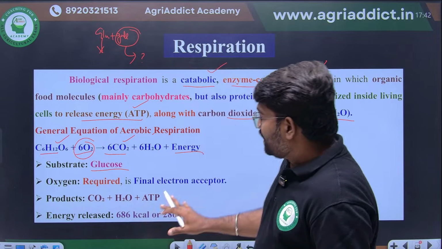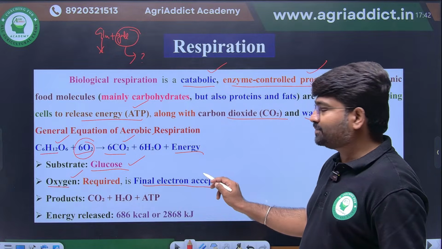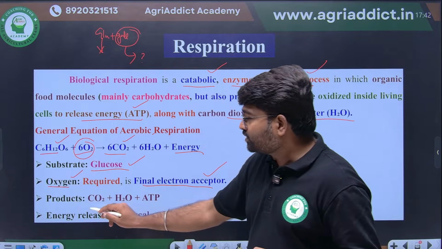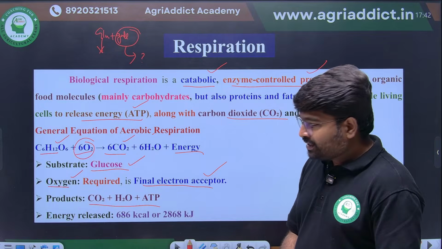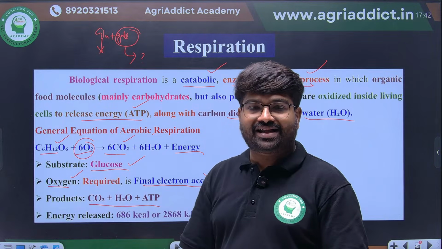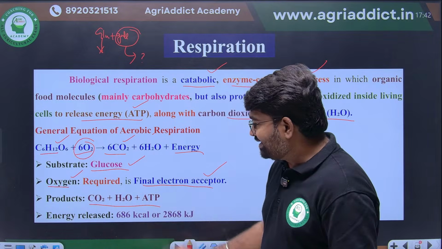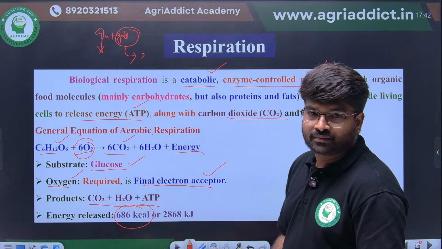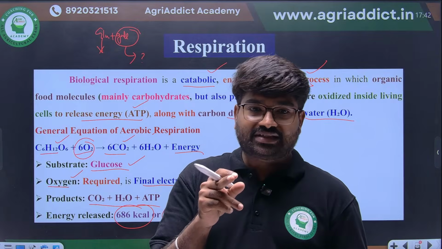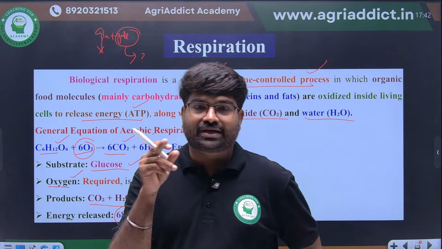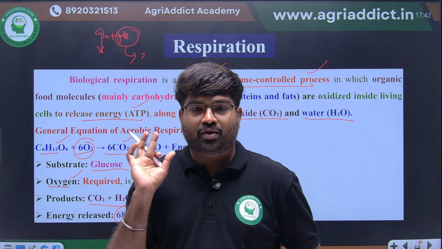So the primary substrate is glucose. Oxygen will be required, and the final electron acceptor is also oxygen. The products formed at last are carbon dioxide and water. Apart from that, ATP will be formed. Another important point you have to remember: the complete oxidation of glucose gives around 686 kilocalories of energy, or else 2868 kilojoules of energy. The conversion factor from kilocalories to kilojoules: you just have to multiply by 4.184. Just remember 4.184.